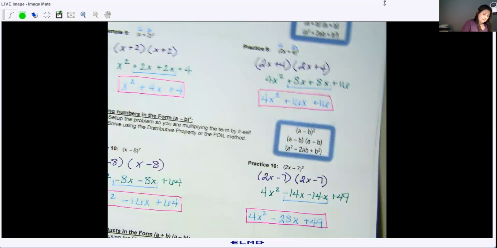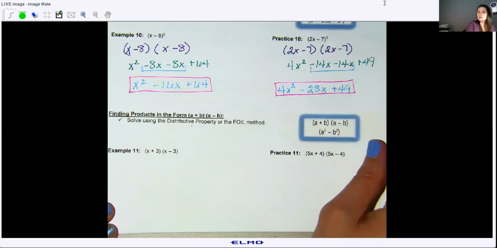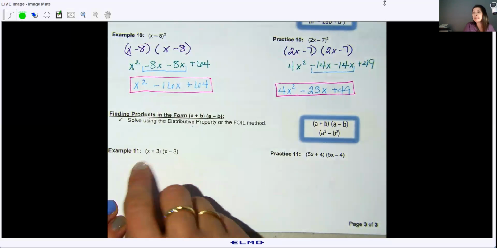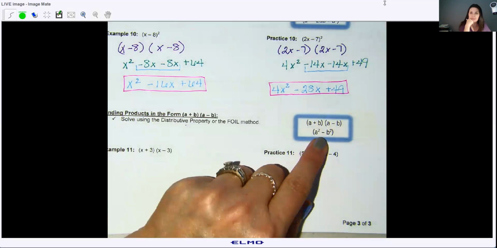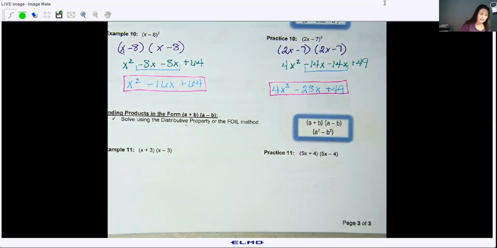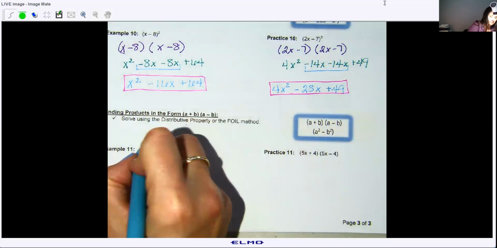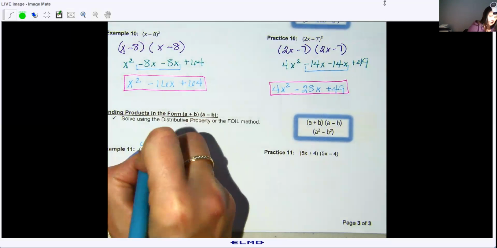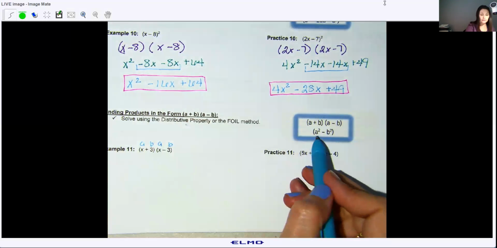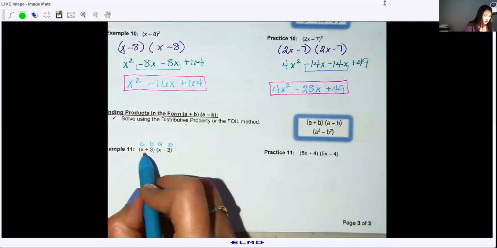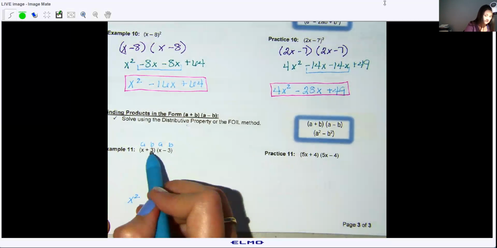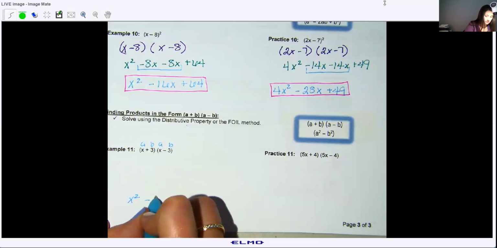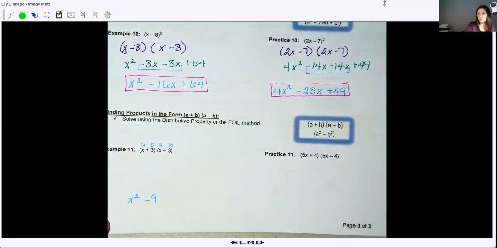All right, the next set is if you are given two binomials and they're the same, except one is adding a number and the other is subtracting that same number, you should end up with something that looks like this. So again, if this is A and this is B, our final answer will be A squared minus B squared. So basically x squared minus 3 squared, which would be 9. Let's see if that's what happens.